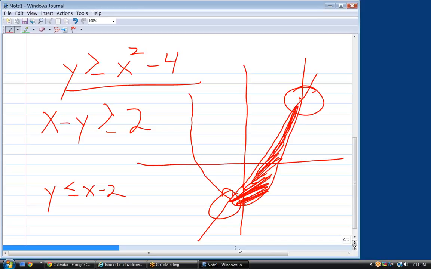In other words, this graph I drew is just approximate. If I was drawing it on grid paper, I would need that point right there, and I would need this point right here. In other words, I would need the coordinates of that and the coordinates of this. How do I get it?